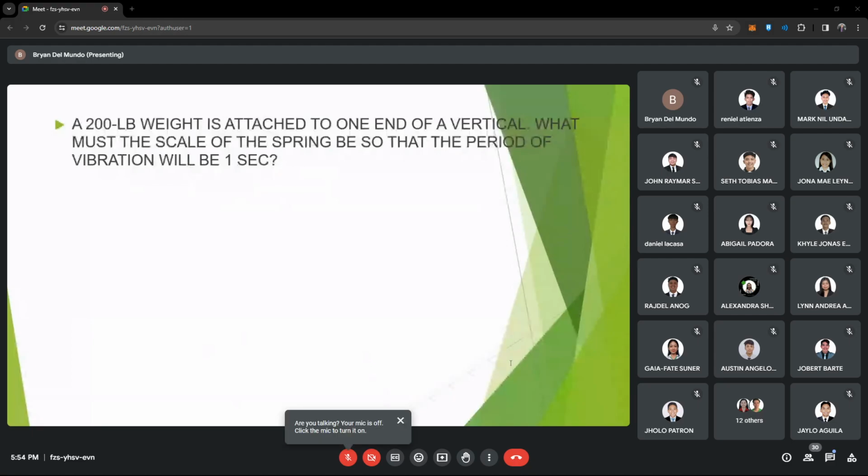A 200-pound weight is attached to one end of a vertical spring. What must the scale of the spring be so that the period of vibration will be 1 second?